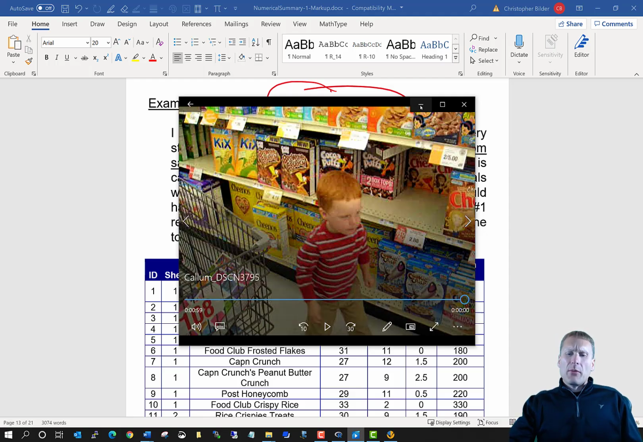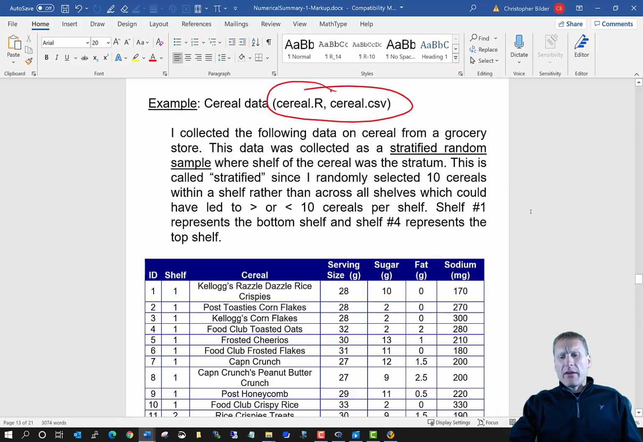And so what I decided to do was I went to a grocery store and I took a stratified random sample of the cereals that were in the cereal aisle. And typically the way that these aisles are constructed in stores is that, let's say, one whole side of the aisle in terms of the shelves is all with cereal. And in this particular store, there were 4 shelves of cereal. Shelf 1 is going to be the bottom. Shelf 4 is going to be the top.